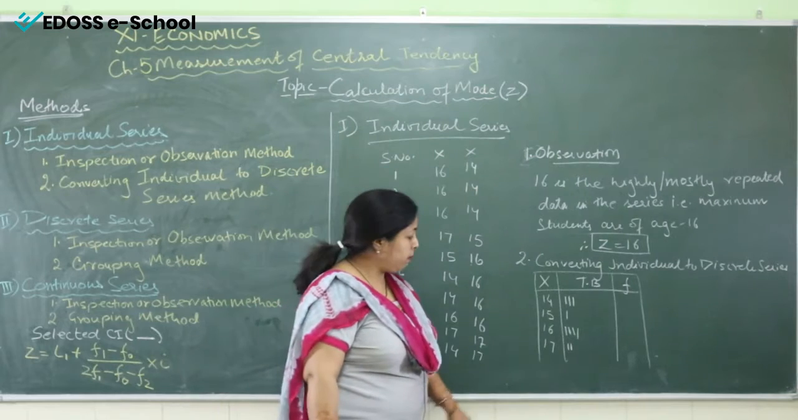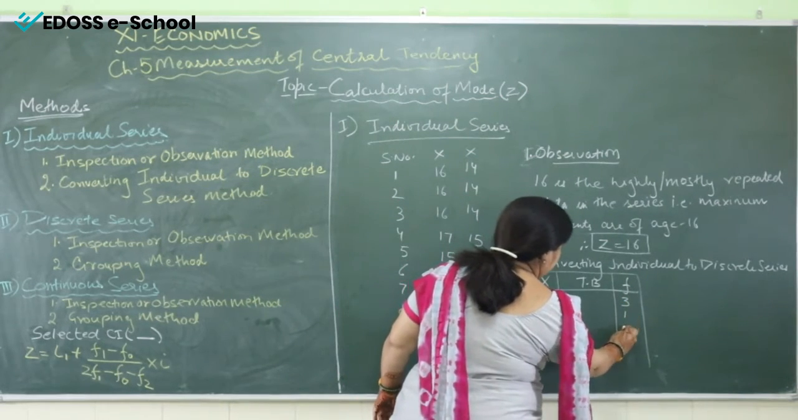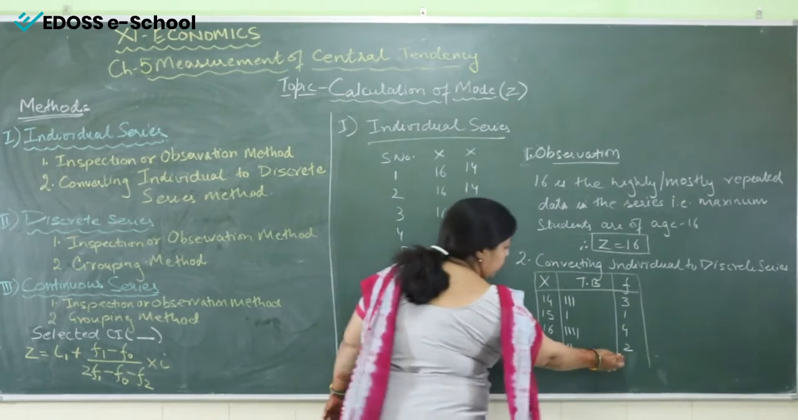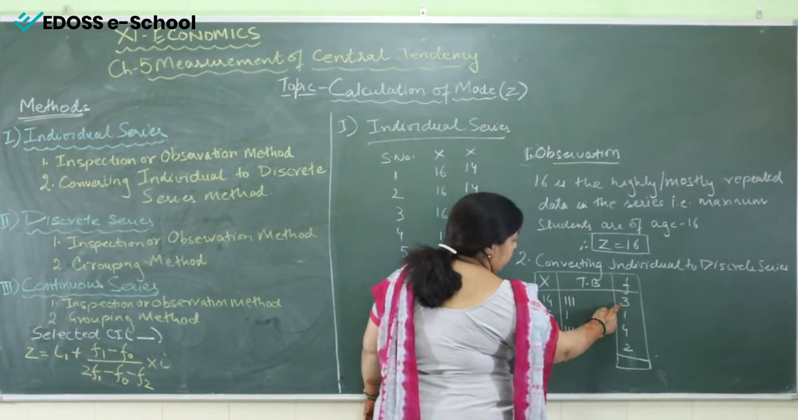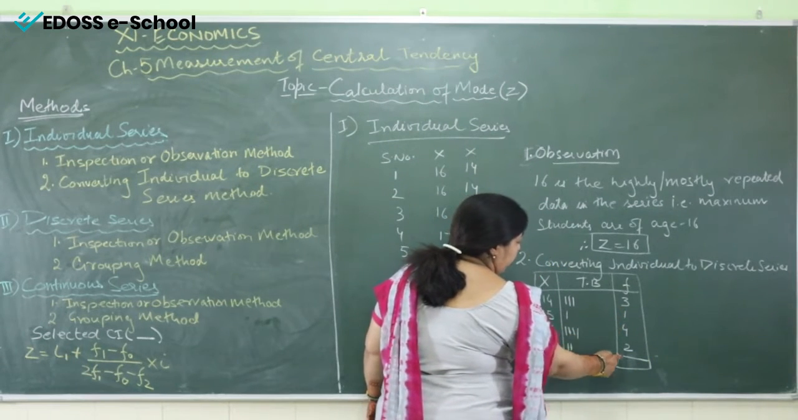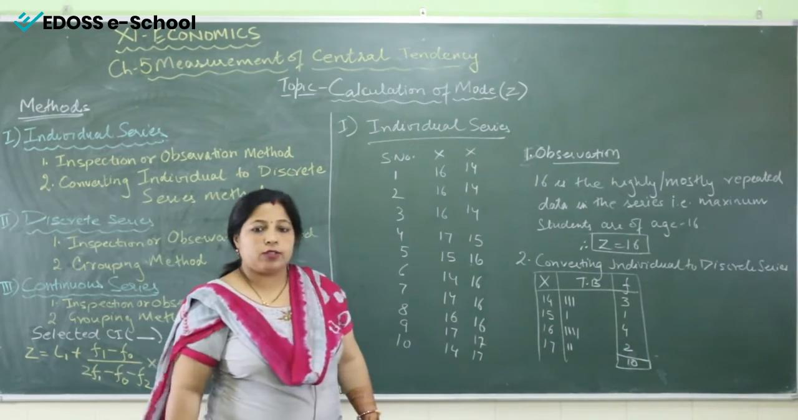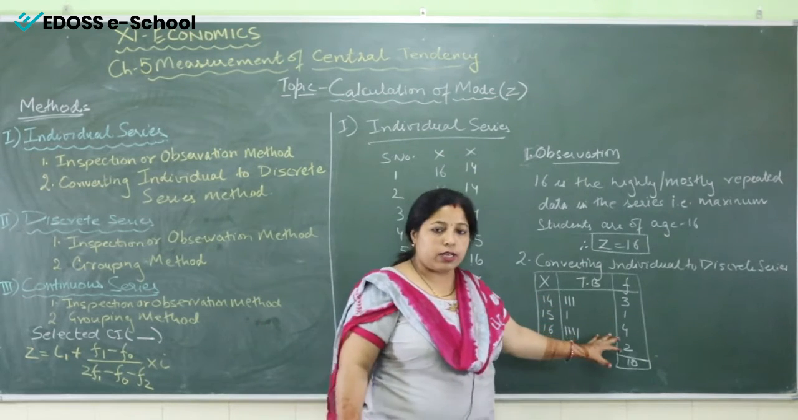Now what is the next step? To total them up. See 3, 1, 4 and 2. And the total of this will come to be 10 because the number of students was 10. 3 plus 1, 4, 4 plus 4, 8, 8 plus 2, 10. So we have converted the individual series into discrete series.